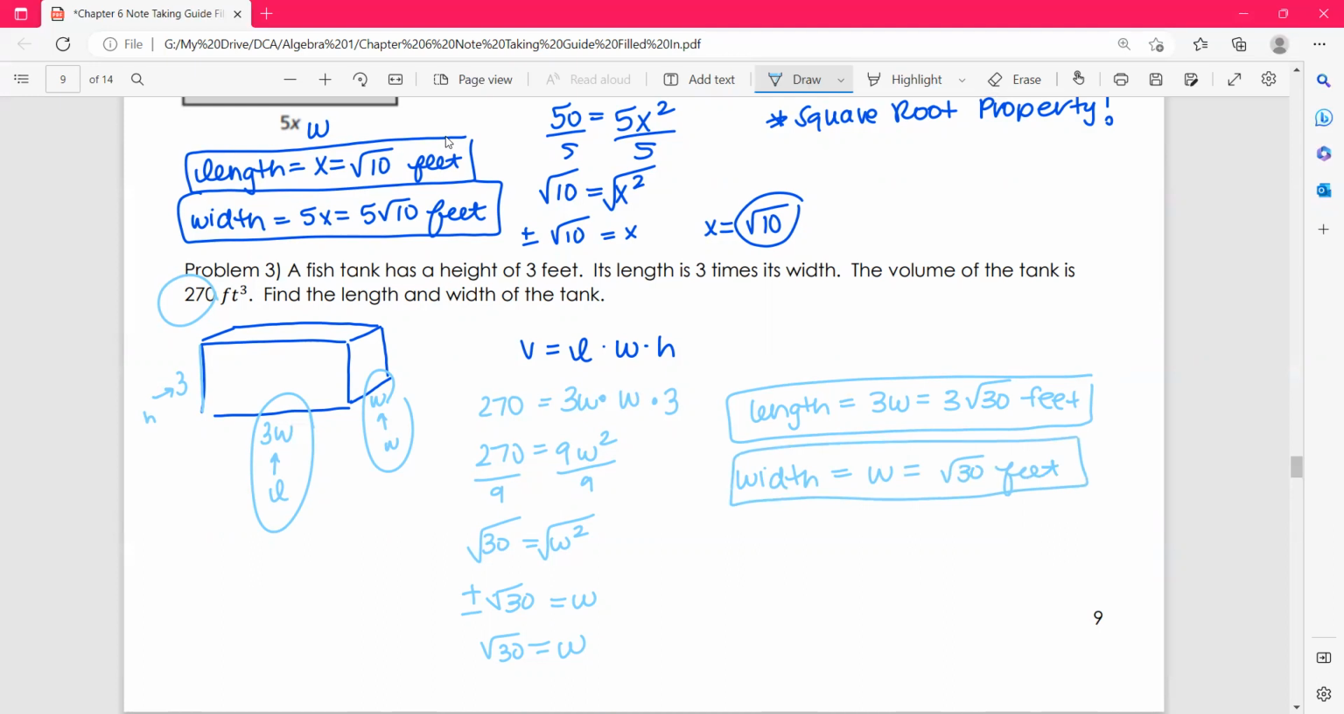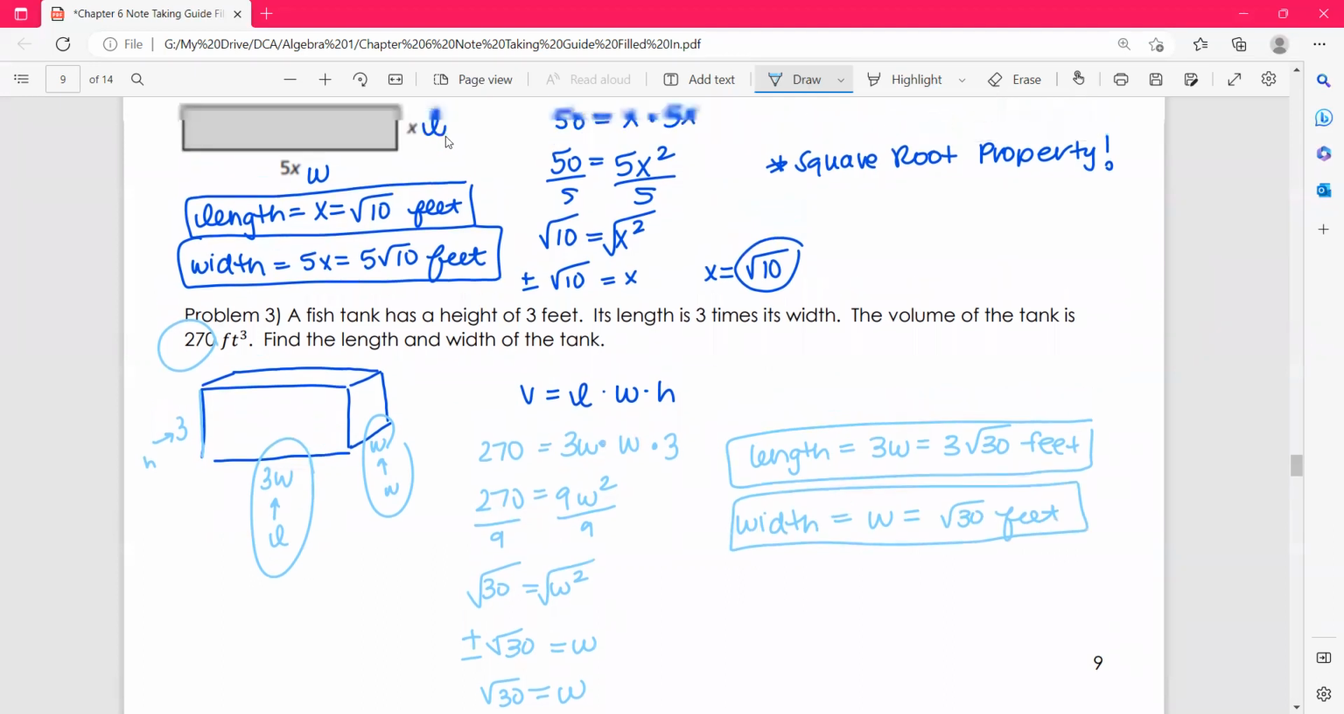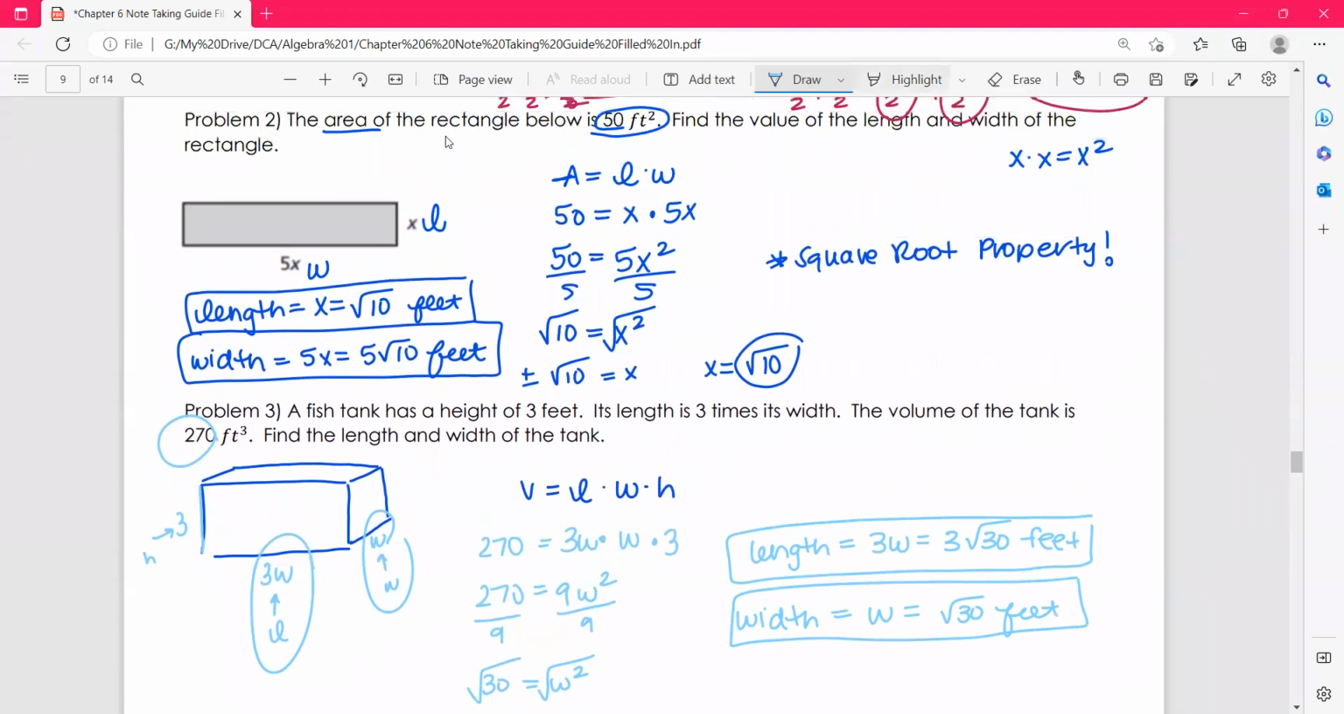Okay, so word problems just really come from remembering these main formulas and then being able to substitute in for each of those variables. Okay, great job, guys. This is the last part of chapter 6.